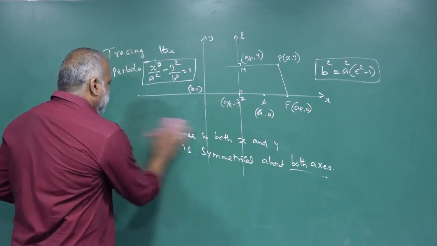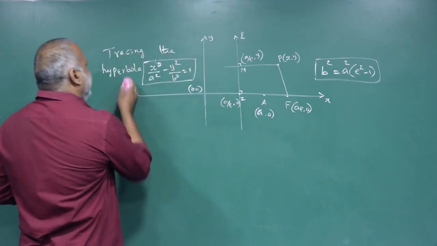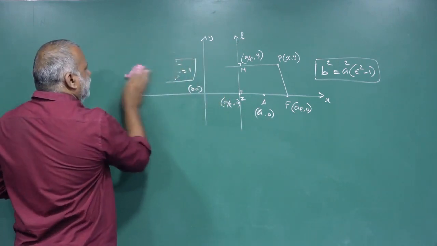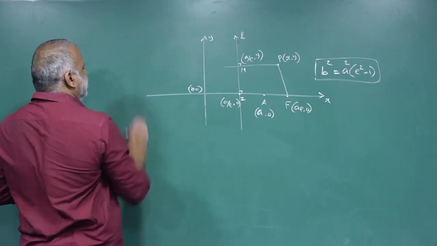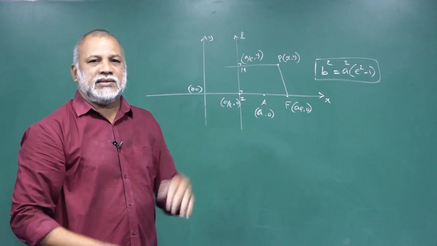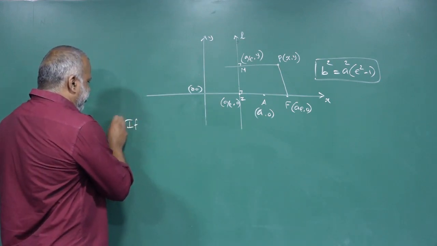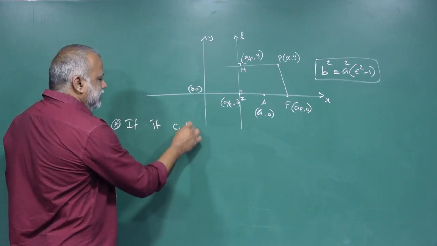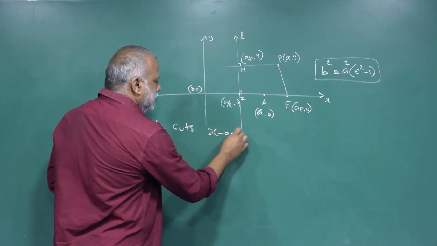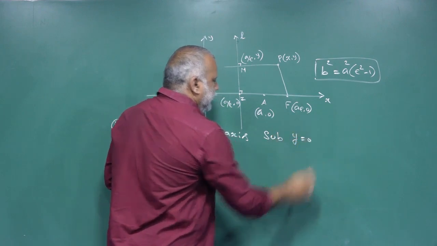Now, number 2. It is even degree in both x and y. Therefore, we are saying symmetrical about the x-axis. Now, if it cuts the x-axis, the second point, if it cuts the x-axis, then substitute y equal to 0.